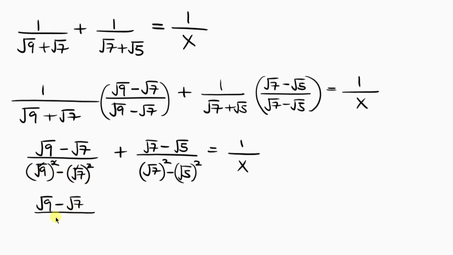So, 9 minus 7 is 2 plus, let's do the same thing here. The square here cancels off the square root. Square cancels off the square root. I have 7 minus 5, which is also 2. So, square root of 7 minus the square root of 5 all over 2. So, all these are equal to 1 all over x.